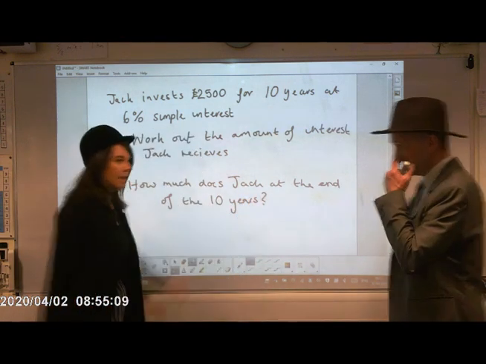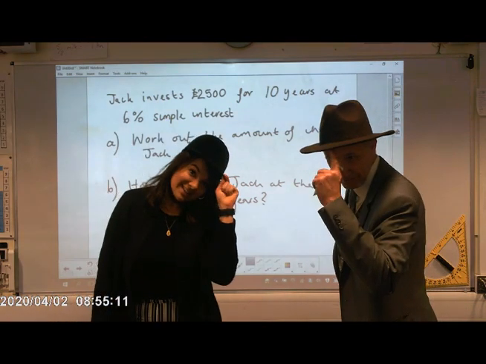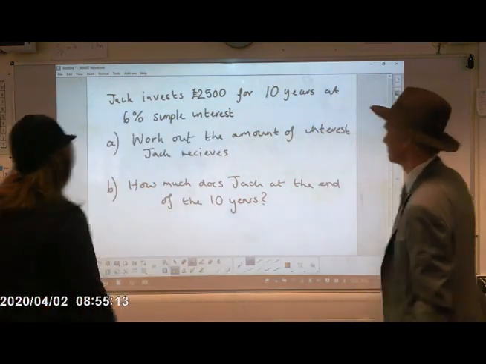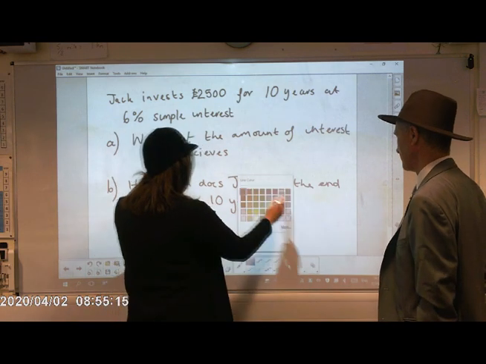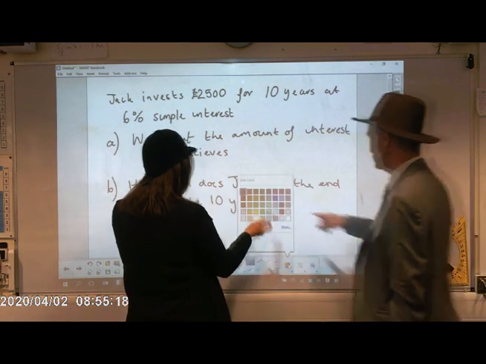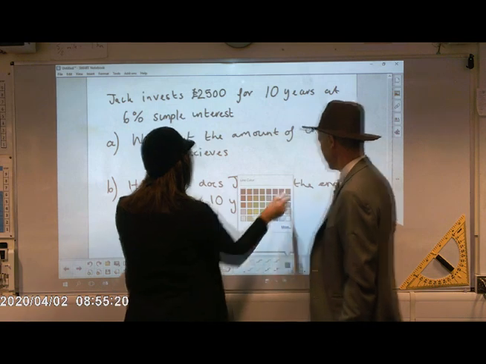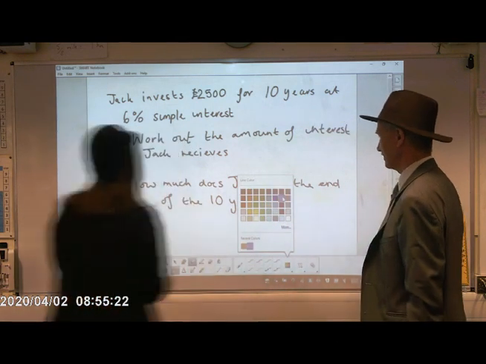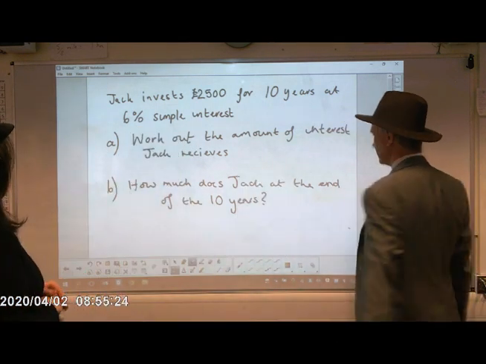And then we're going to see you in a minute. So I think we'll be freezing. Have a go. And we're back. So I'm going to do the answers in this lilac-y colour. Lilac, very nice. Okay, so work out the amount of interest Jack receives.